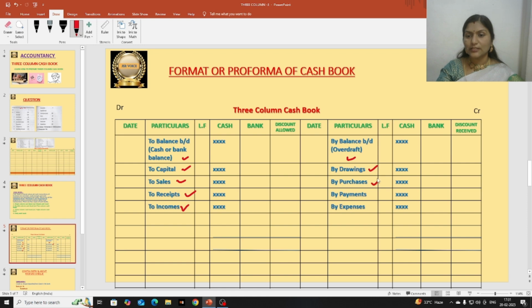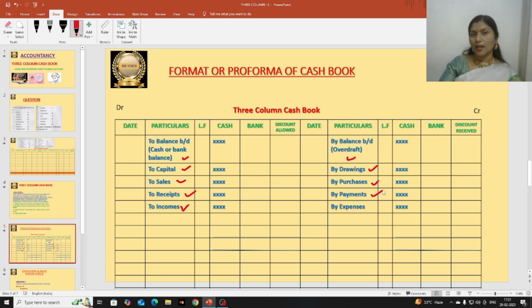Next, purchases. If the business is purchasing anything, it has to pay cash. So what is happening? Cash is going out. Whenever purchase transactions take place, cash goes out immediately. So since cash is going out of the business, we should record that on the credit side. Purchases we recorded on the credit side.